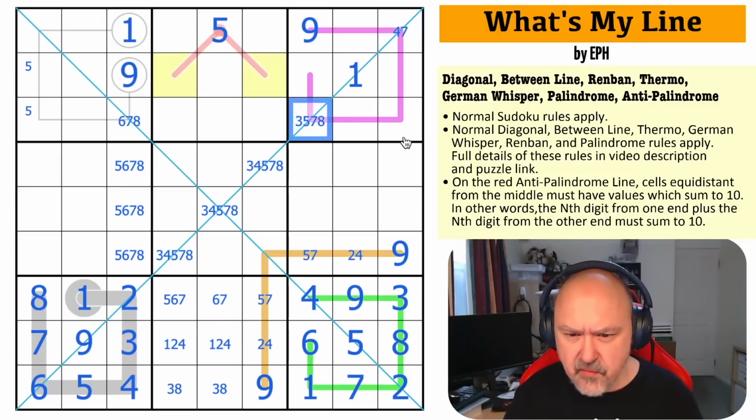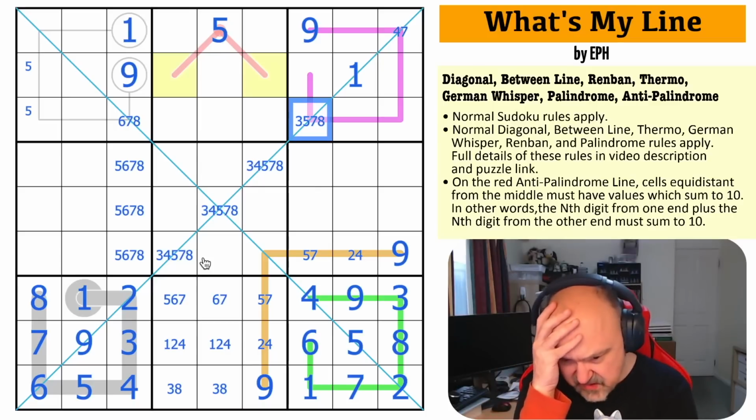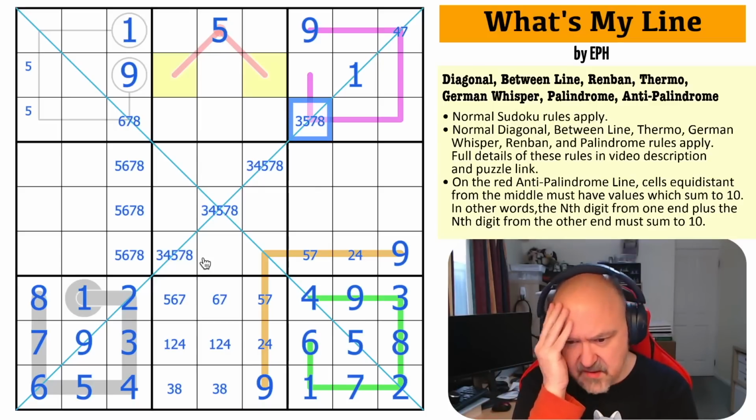That one can't be 4. That's not, yeah, this is terrible. I've done this badly. Okay, what am I missing? I am missing the solution. That's what I'm missing.